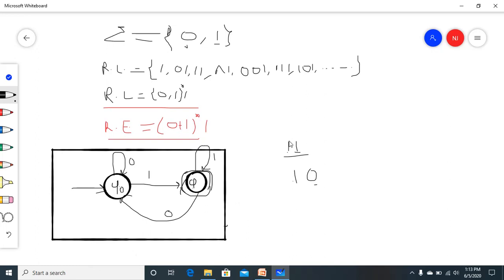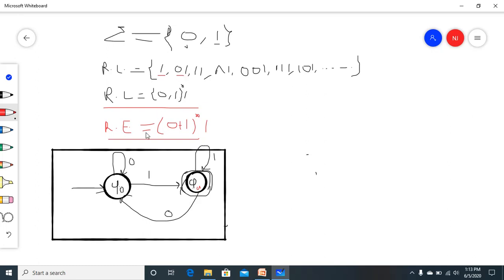So consider the string 1. We have to check whether this string is acceptable or not. We are in the starting state Q0. In Q0 we read 1, we go to another state, and this other state is nothing but our QA state. So 1 is acceptable. What about 0 1?